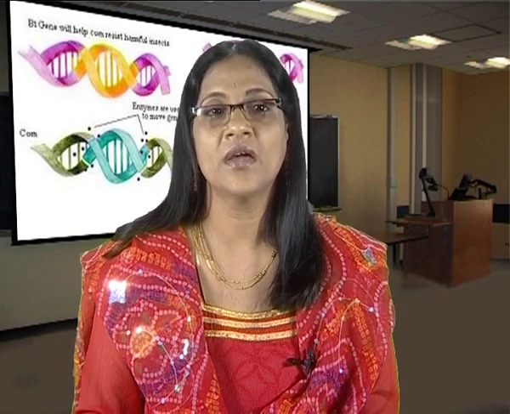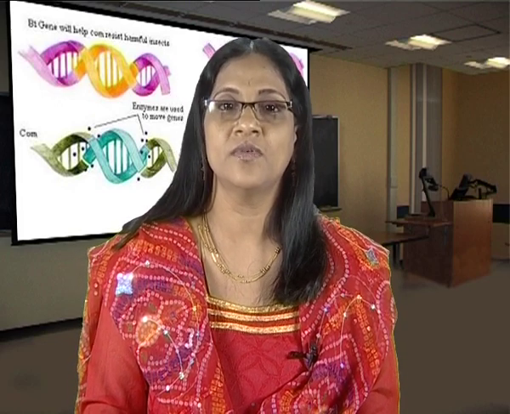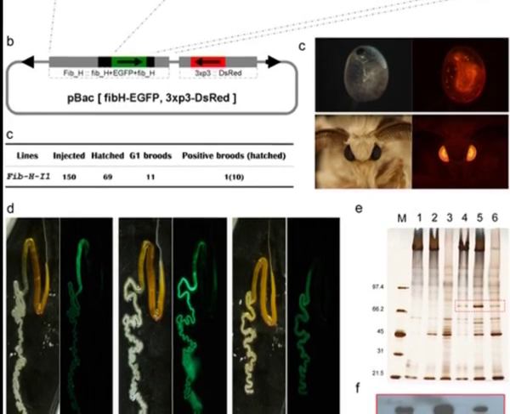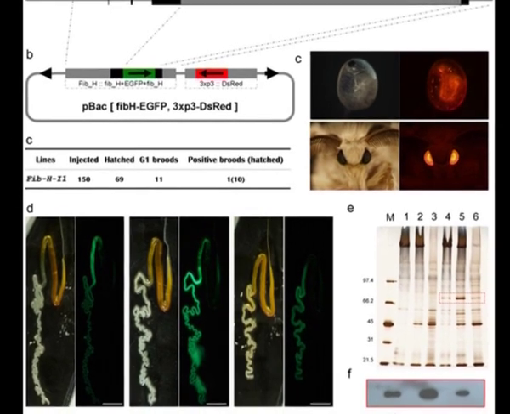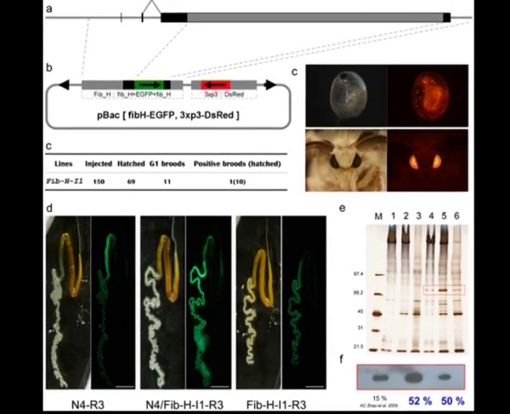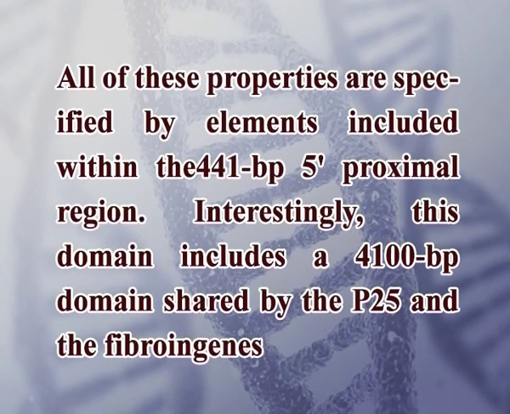The DNA domain carrying the cis-acting elements of the P25 gene has been studied in vivo by gene transfer into Drosophila chromosomes. Secondly, the Bombyx gene promoter is activated in transgenic flies only in specific cells of the salivary gland, the organ homologous to the silk gland, in which it reproduces its territorial and developmental specificities as well as its high transcriptional activity. All of these properties are specified by elements included within the 441 base pairs 5' proximal region.